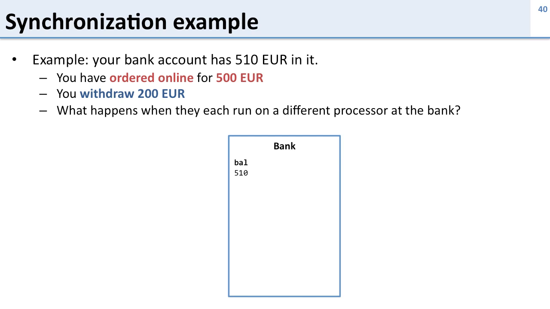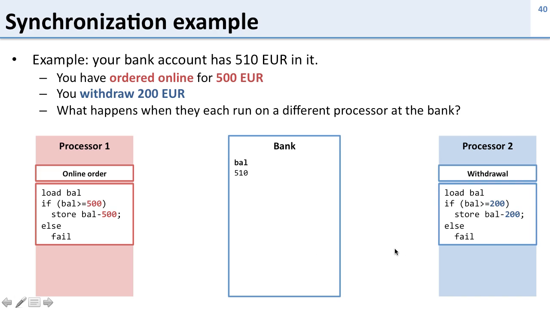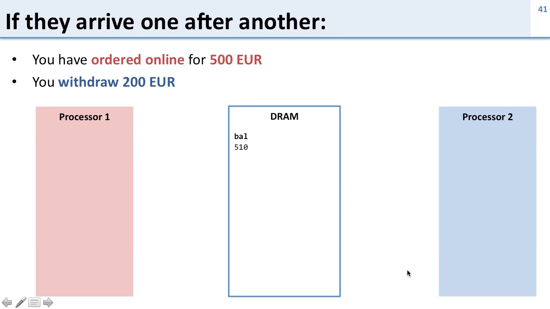So here's our bank. We have a balance of 510. We have one processor, and this processor is going to process your online order. It's going to load the balance from the bank, it's going to check if the balance is more than 500. If it is, it's going to subtract 500 and put the balance back. The second processor is going to handle the withdrawal. It's going to load the balance, it's going to see if the balance is more than 200. If it is, it's going to take away 200. Otherwise, it's going to fail. It's going to say you don't have enough money. So let's see what happens if they arrive one after another.